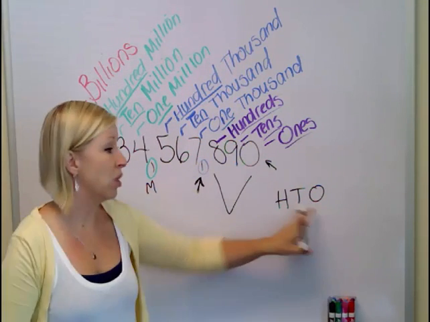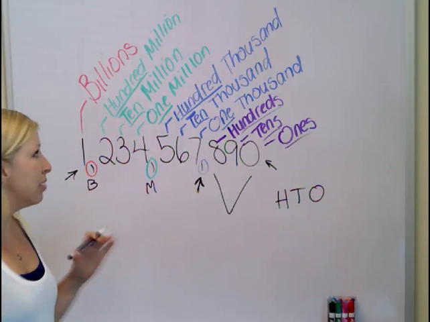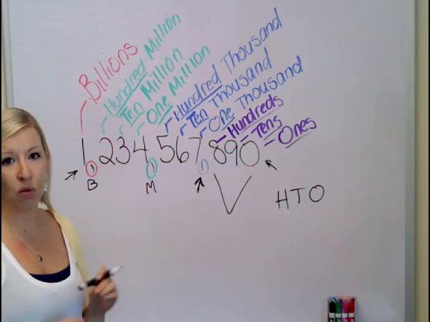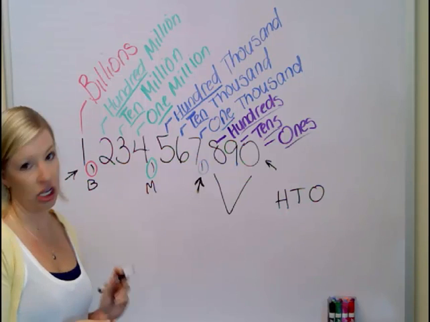It repeats ones, tens, hundreds. There's nothing tricky about place value. You just need to remember ones, tens, hundreds, comma changes the name.